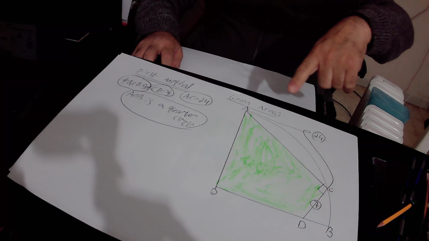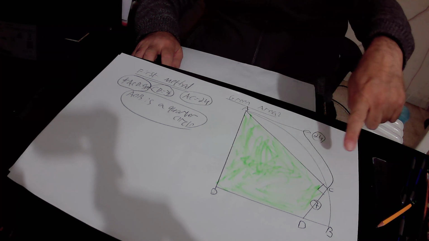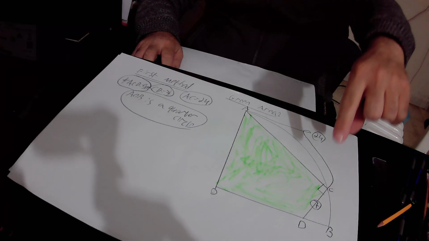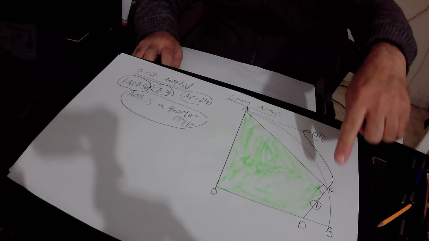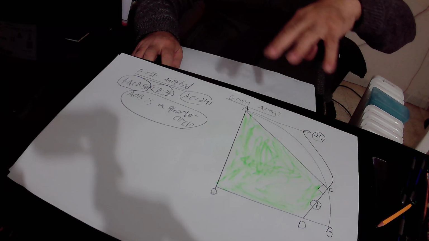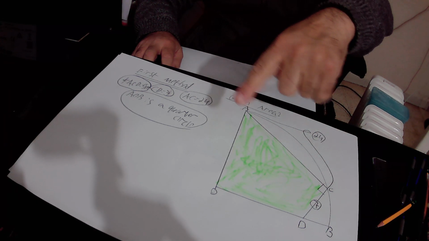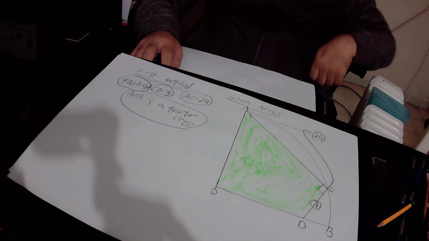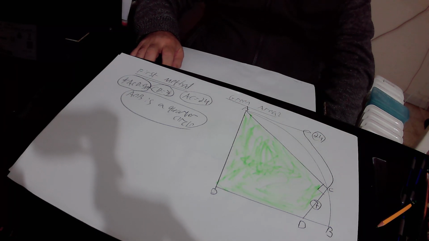In addition, we know that side AC of the quadrilateral is equal to 24 units in its length, side CD equals 7 units in its length, and this angle ACD equals 90 degrees. Again, our mission is to find out the area of the green quadrilateral ACOD. So we'll start with the first method.